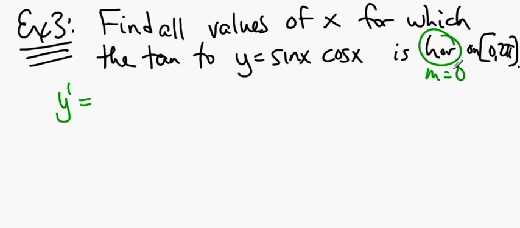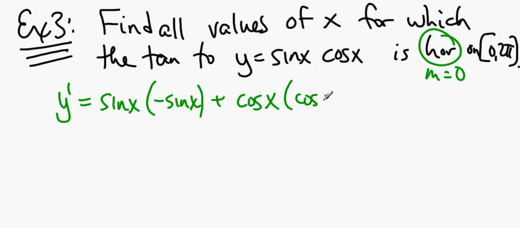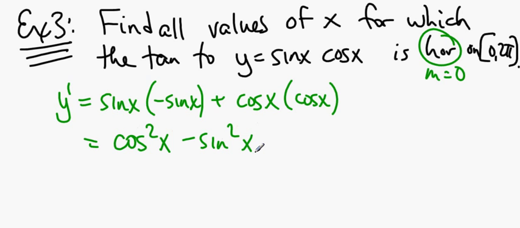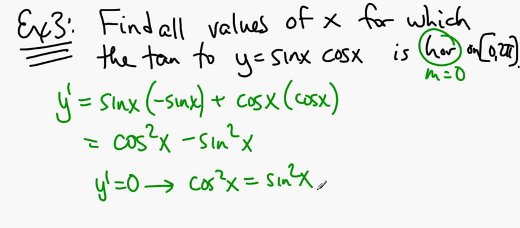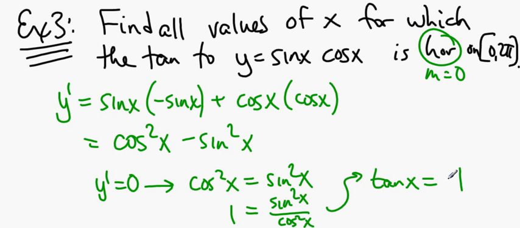The slope is 0. And so I'm going to use the product rule. The product rule is so much fun. And so you've got cosine squared x minus sine squared x. I want to know where that is 0. I want to know where y prime is 0, which means I want to know where sine squared x is cosine squared x, which means I want to know where sine squared x over cosine squared x is 1, which means I want to know where tangent x is 1 or negative 1.